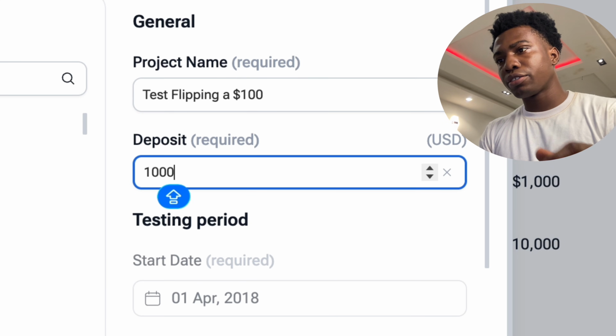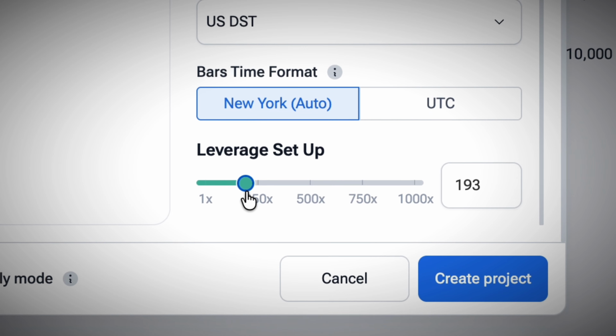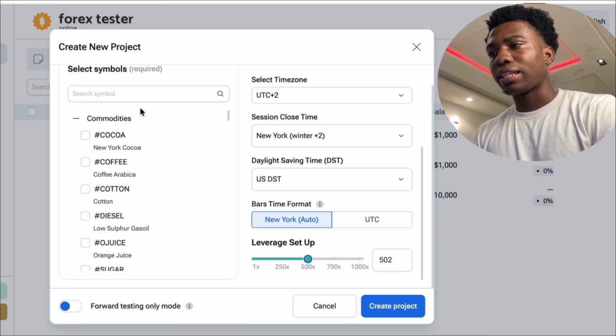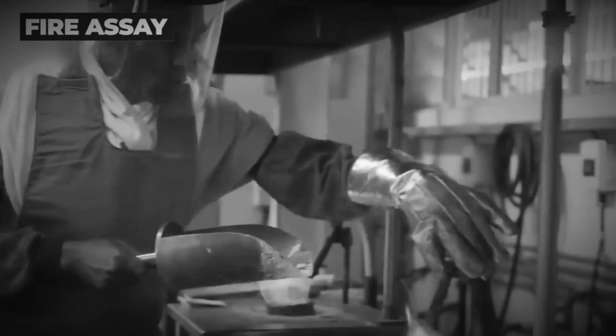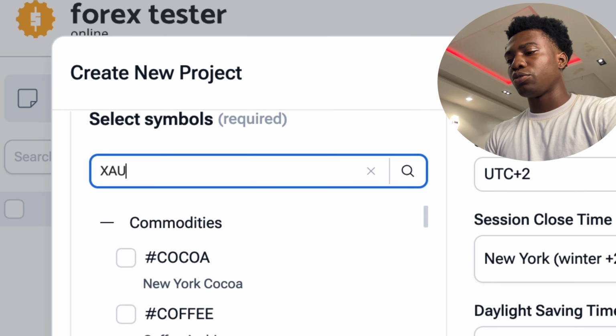I have my risk, which I also had to set in the leverage for this test. Then what commodity should I test it on? Let's use gold, one of the most precious metals on earth, running on the charts. XAU USD.